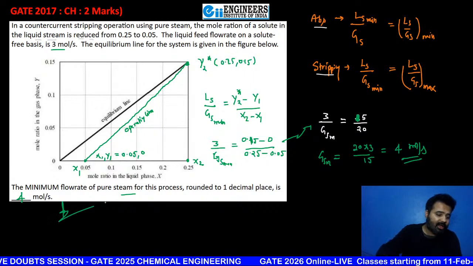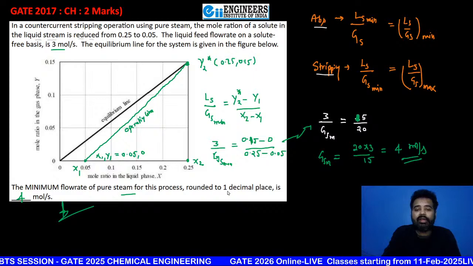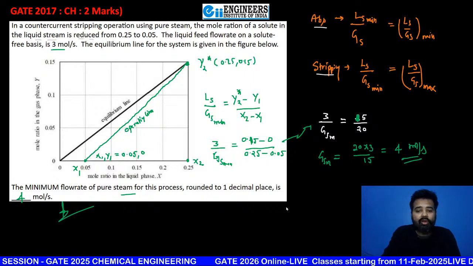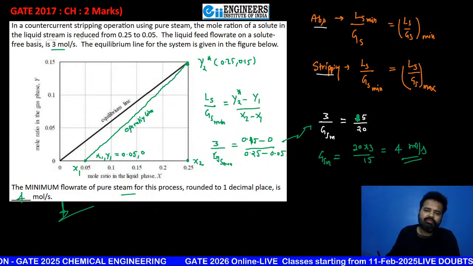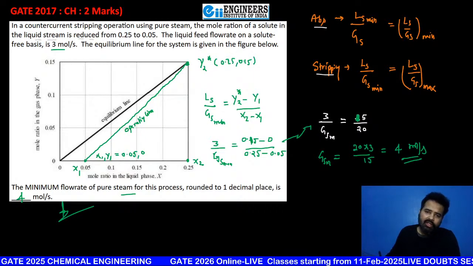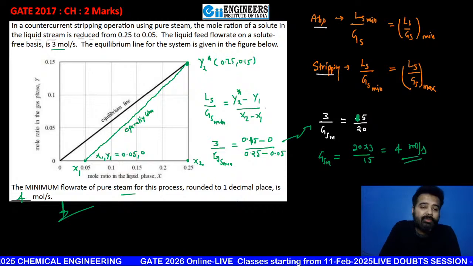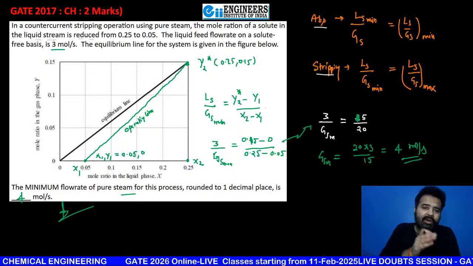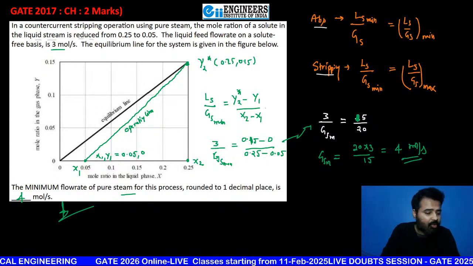Is everything clear? It was easy, right? Did you understand or not? Everyone crystal clear? You know, beta, you can also solve this with the help of a simple balance. You see, this is nothing, this is a balance: Ls into x2 minus x1 equals Gs minimum into y2 minus y1. But in this numerical they are not providing the relationship between y and x. That's why they are providing the equilibrium diagram directly. Okay, fantastic, mind blowing, super.